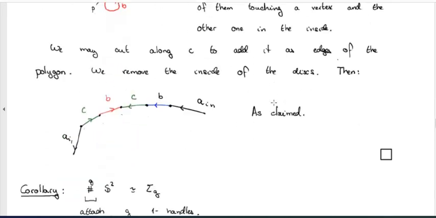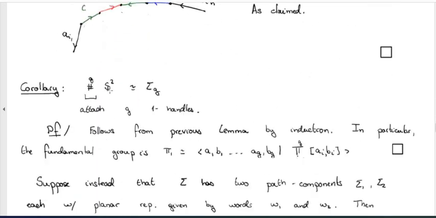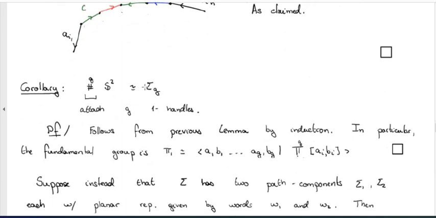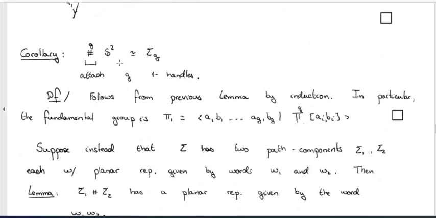A nice corollary of this is that if I start with S2, S2 is given by the planar representation that has no edges, as we said, and I attach to it G one handles. Every time I attach a one handle, I'm adding a commutator like this. And we saw in the previous class that when you have G commutators of this form forming the planar representation, this is exactly sigma G, the surface of genus G. So this is a nice corollary: all these surfaces are obtained from S2 by attaching handles successively. And in particular, recall that out of this planar representation, we could compute the fundamental group as this.